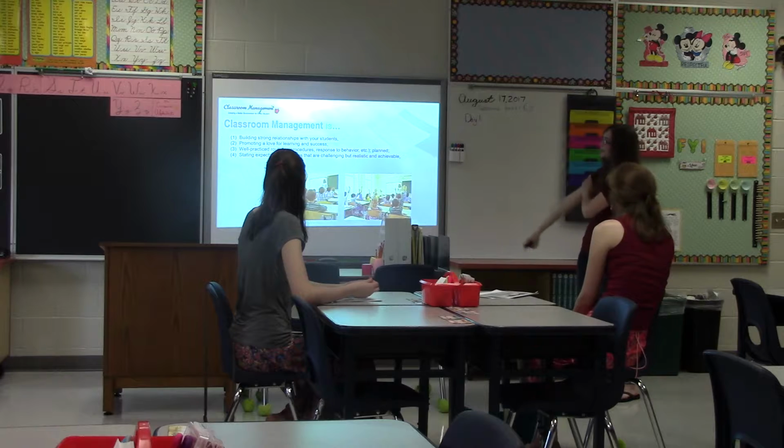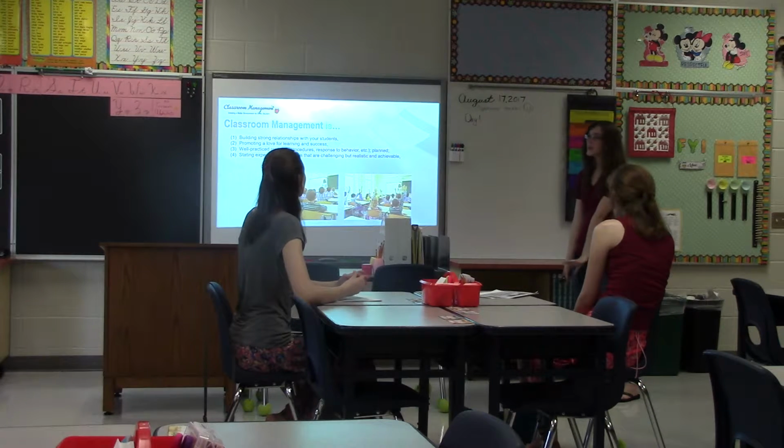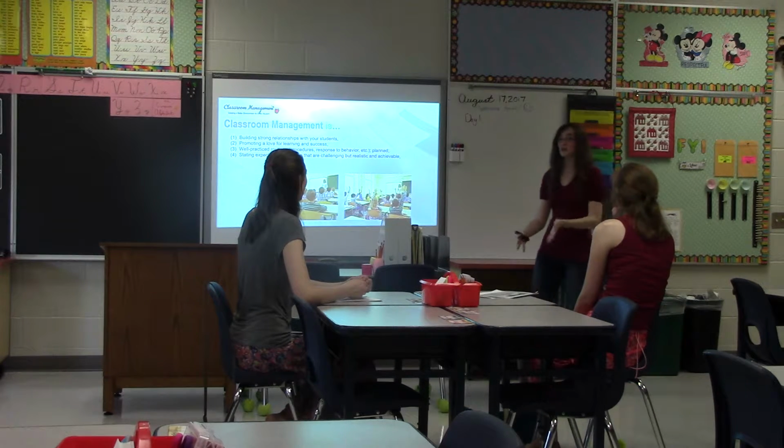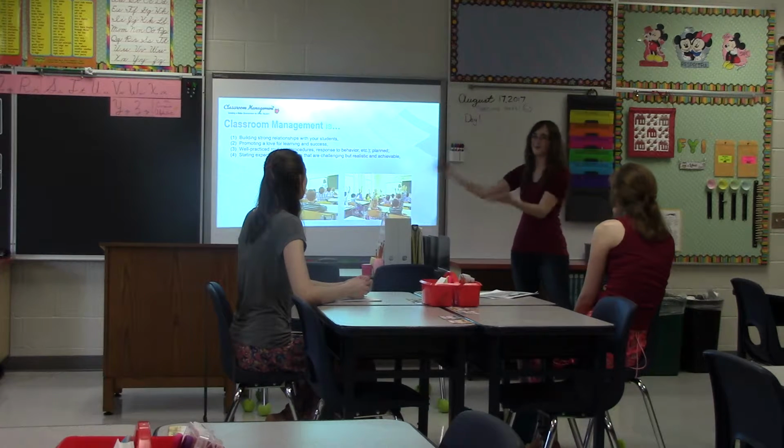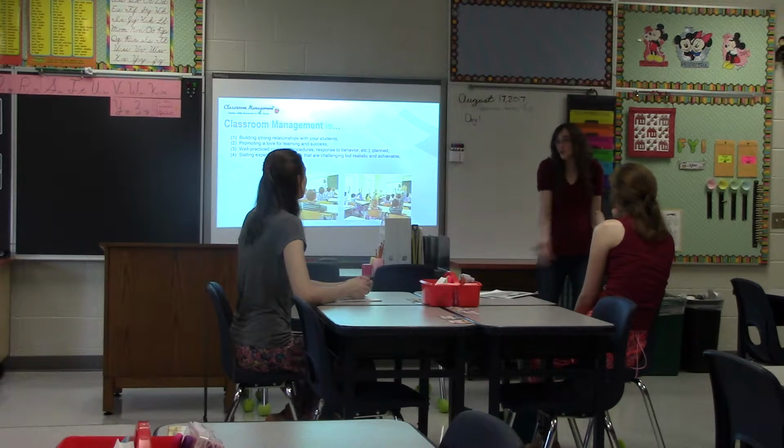Number 4, stating expectations and rules that are challenging but realistic and achievable. And this is something that some teachers have a tough time with. Because we want our students to excel, really, we want 5th graders to be able to perform like a 7th grader. Because they can do it. There's really no reason they can't. But they are children. You have to still keep that in mind.